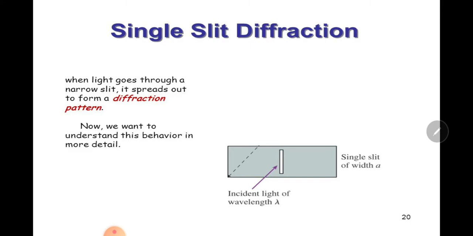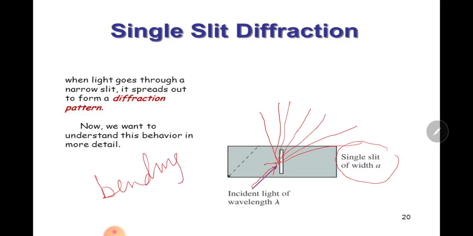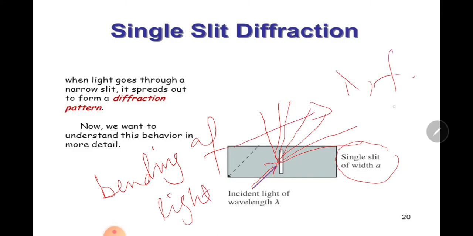When light goes through a narrow slit, it spreads out to form a diffraction pattern. Now we want to understand this behavior in more detail. Incident light of wavelength lambda. Single slit. So we will pass light through this, and then you will see that light will be diffracted at different angles, because the bending of light will be according to the wavelength and frequency.